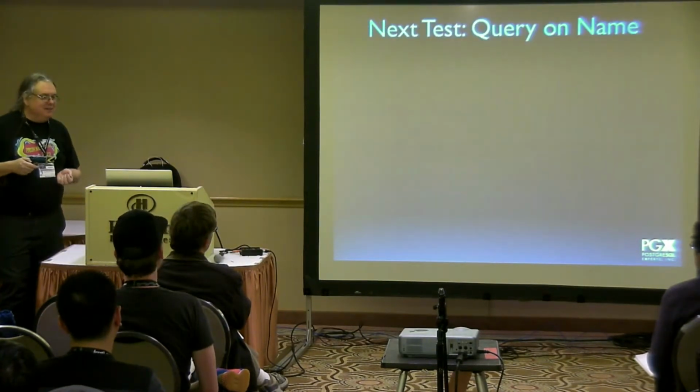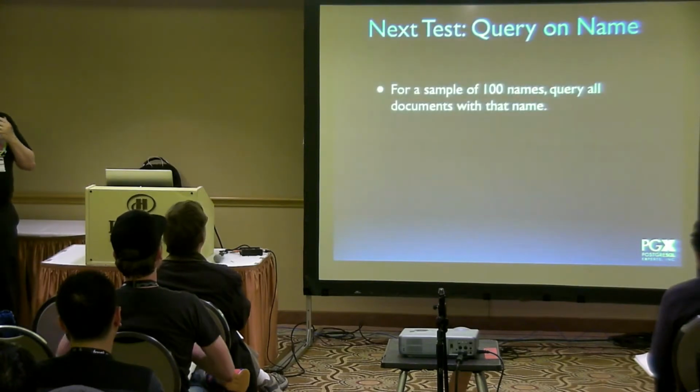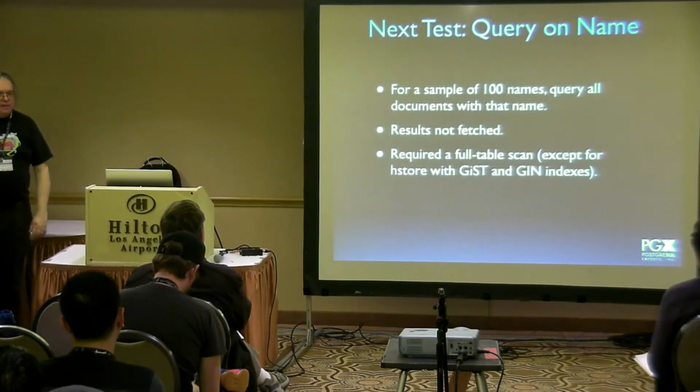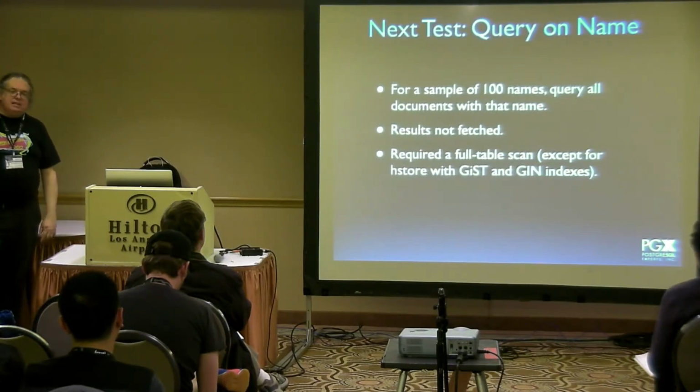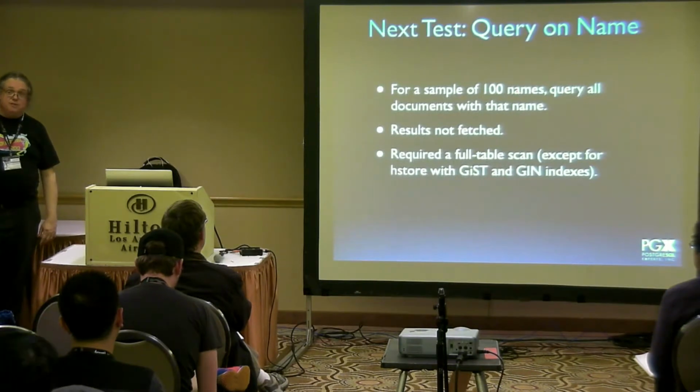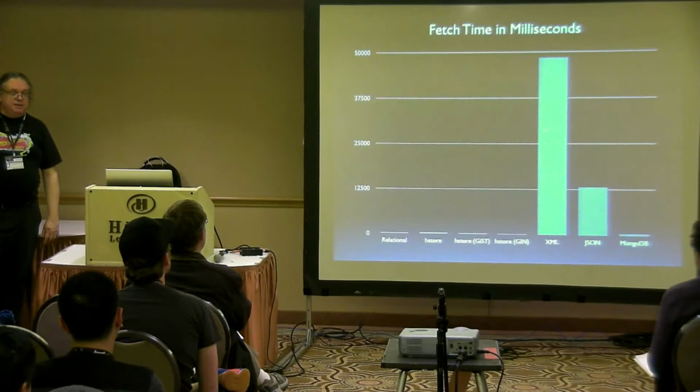Interesting. Okay. Query on name. So grab 100 names, query all documents with that name. The results are not fetched. This requires a full table scan, except for hstore, because there are no declared indexes on name for everything else. Same timing methodology.